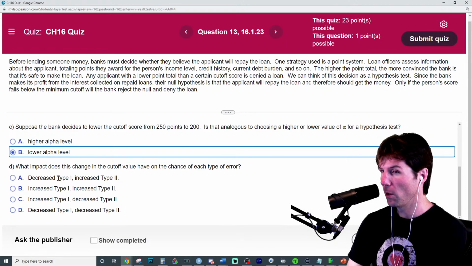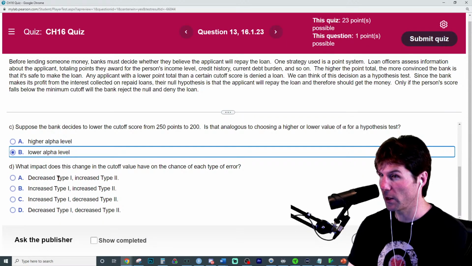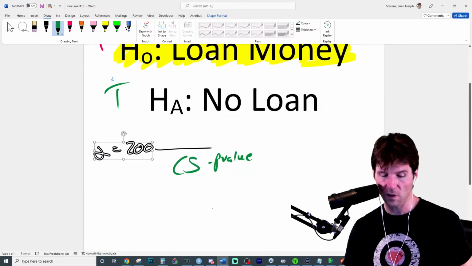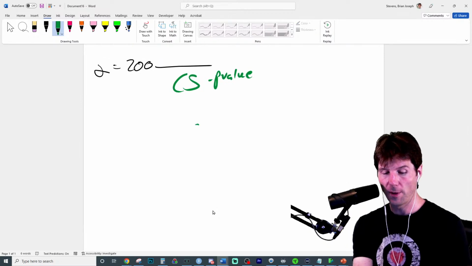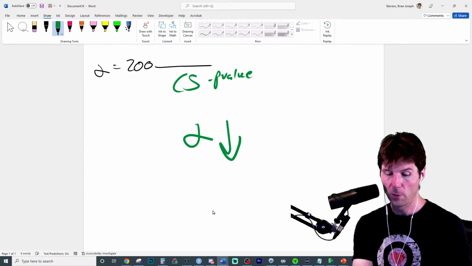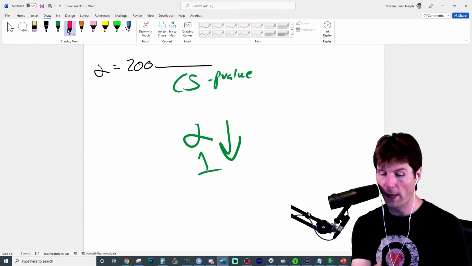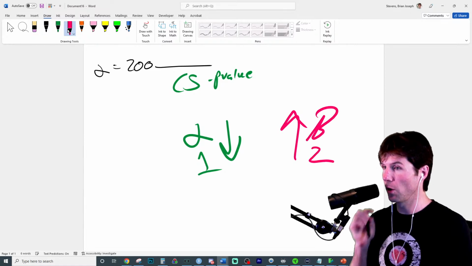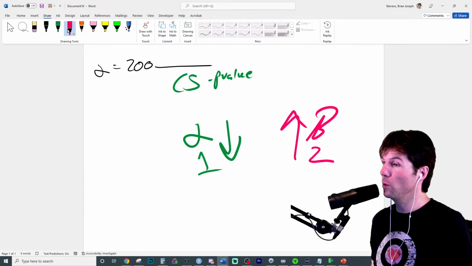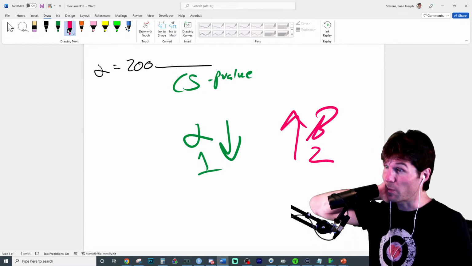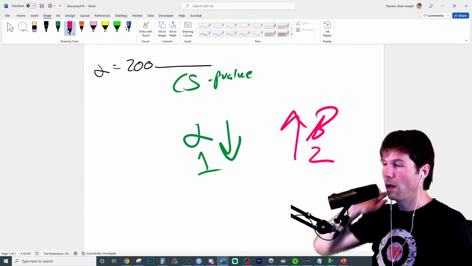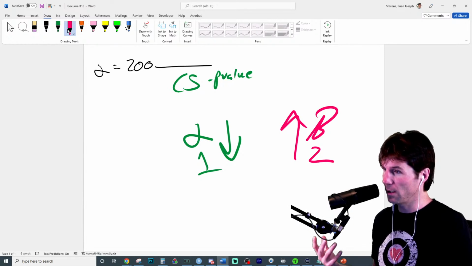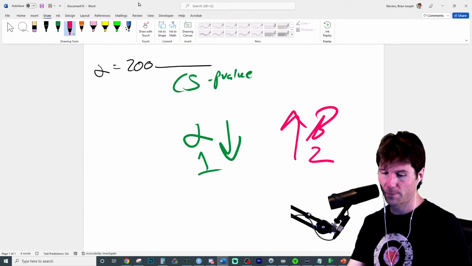someone a loan. What impact does changing the cutoff value have on the chance of each error? So as we're saying right here, this is alpha. So alpha going down would decrease type 1, where alpha going up would increase type 2 errors. So remember, 1A, 2B. So if we decrease alpha, watch me get all this wrong. Last question. Don't want to make mistakes. If we decrease alpha, we decrease type 1 errors. If we decrease type 1 errors, we increase type 2 errors.